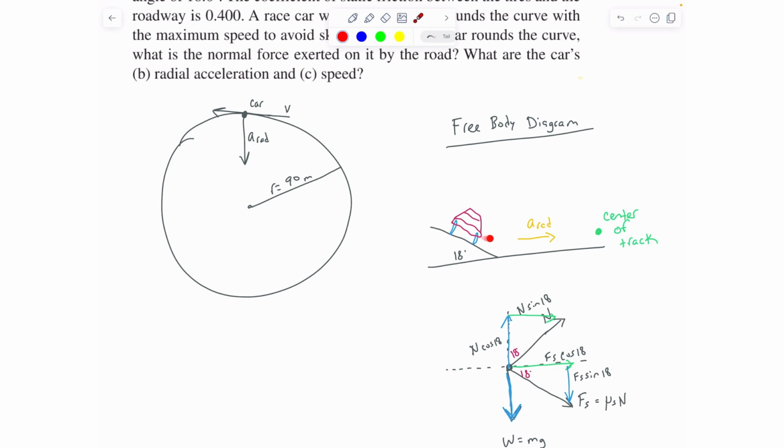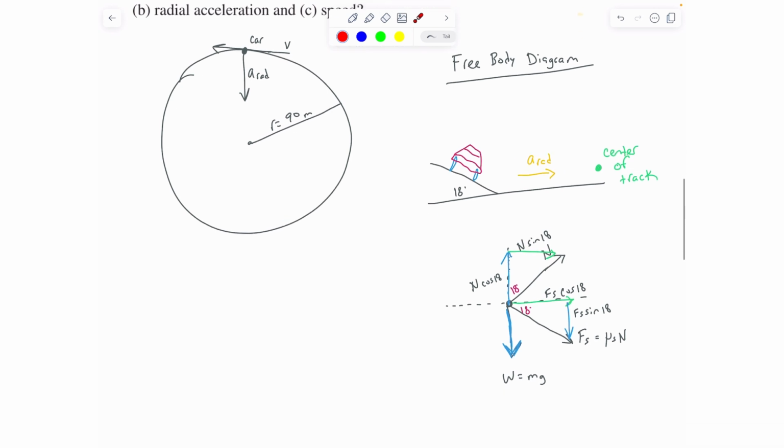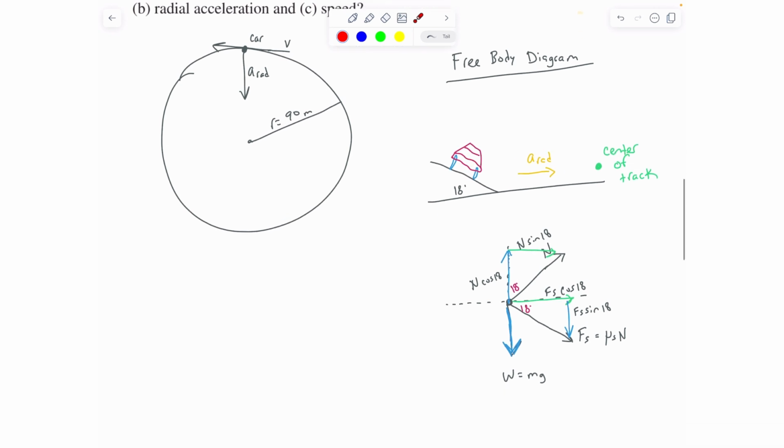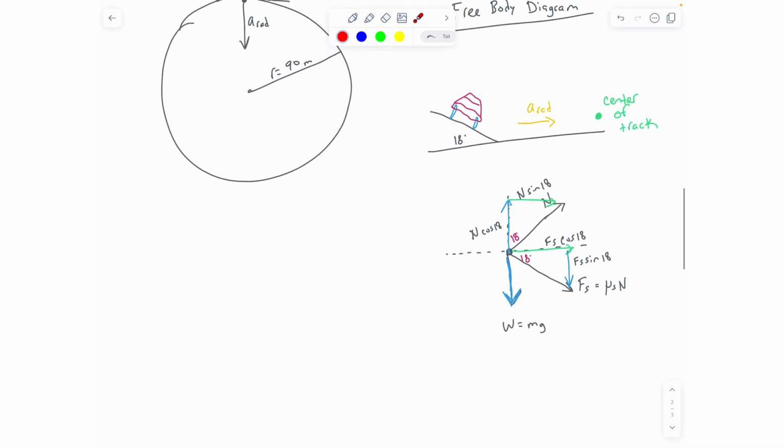So the car is here, and because the car is going, imagine the car is coming towards you, but it's going to go around like this in a circle. The center of the track is here, right? The center of the track is here, right? And then the radial acceleration should be pointing towards the center of the track. Great. So what I'm going to do is take this car, which is right here, and I'm going to make a free body diagram.